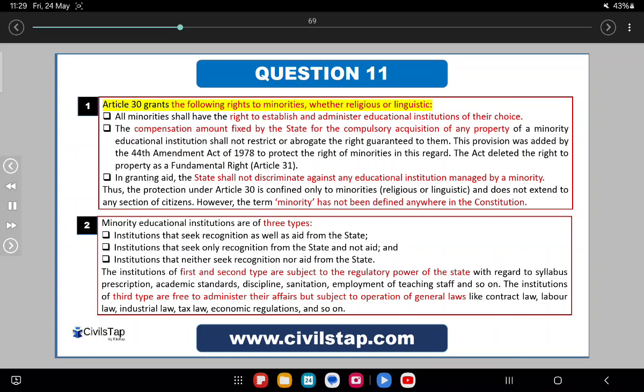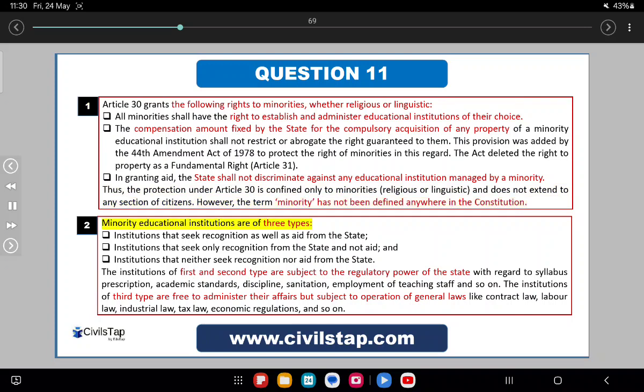Article 30 grants the following rights to minorities, whether religious or linguistic. All minorities shall have the right to establish and administer educational institutions of their choice. The compensation amount fixed by the state for the compulsory acquisition of any property of a minority educational institution shall not restrict or abrogate the right guaranteed to them. This provision was added by the 44th Amendment Act of 1978 to protect the right of minorities in this regard. The Act deleted the right to property as a fundamental right, Article 31. In granting aid, the state shall not discriminate against any educational institution managed by a minority. Thus, the protection under Article 30 is confined only to minorities, religious or linguistic, and does not extend to any section of citizens. However, the term minority has not been defined anywhere in the Constitution.